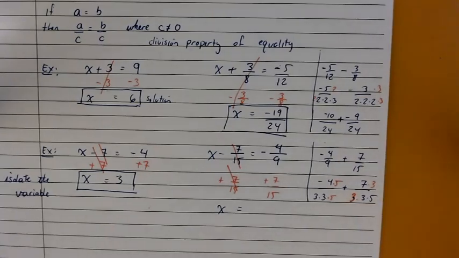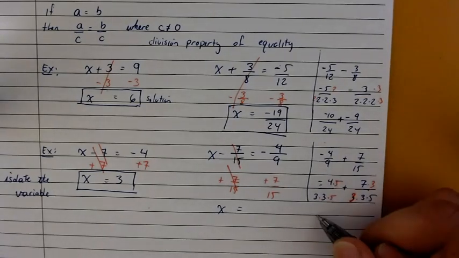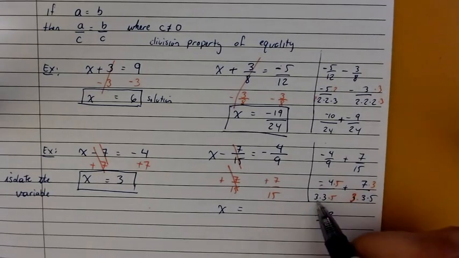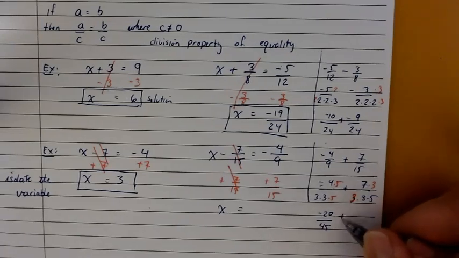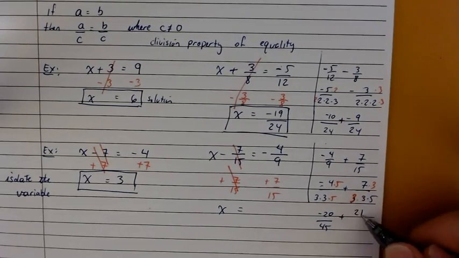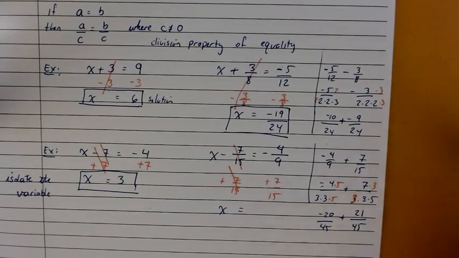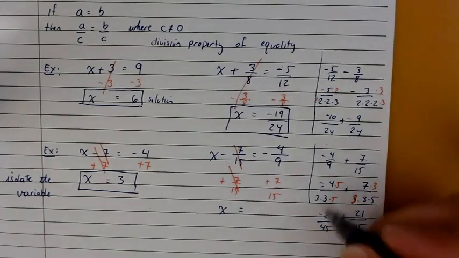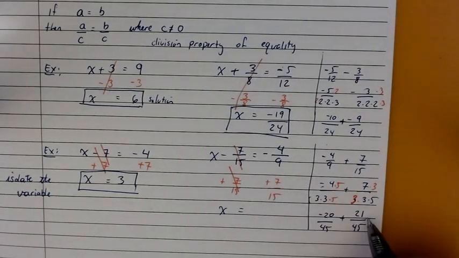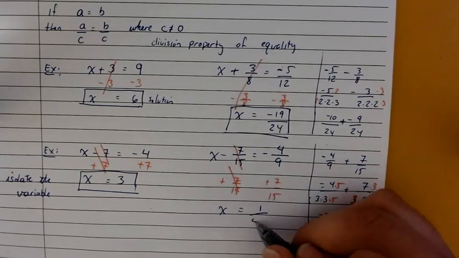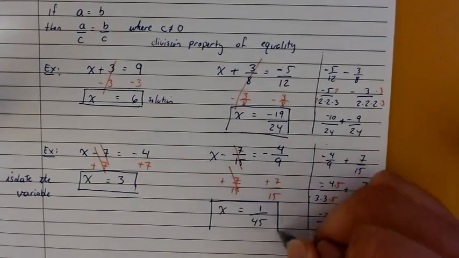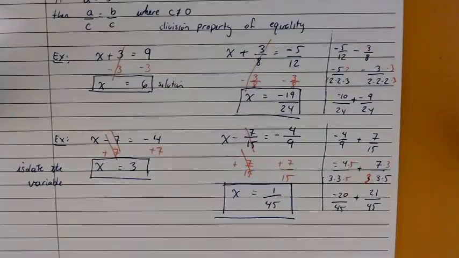So this fraction has now become negative 20 over 3 times 3 is 9, 9 times 5 is 45. Plus, and that's going to be 21 over 45. And of course, now that you have a common denominator, you can go ahead and add those. You have 21 plus a negative 20, which is really just 21 minus 20. This is just the number 1, over your common denominator of 45. And there we go. That's the solution to that equation.